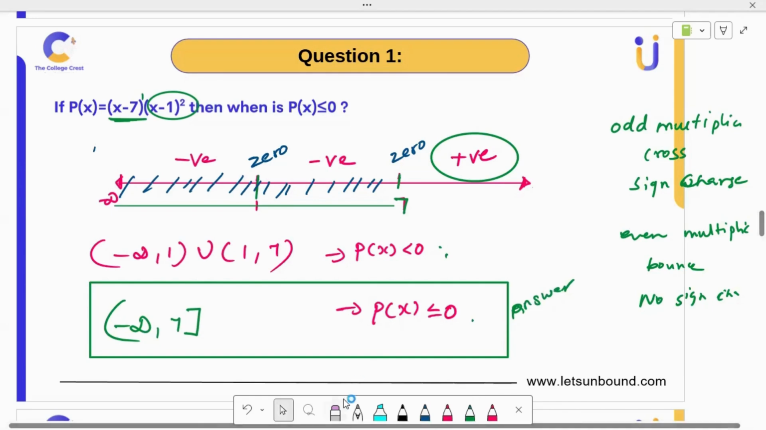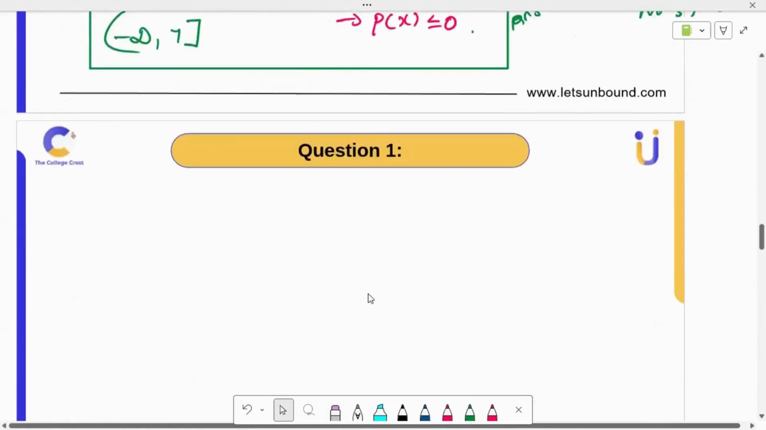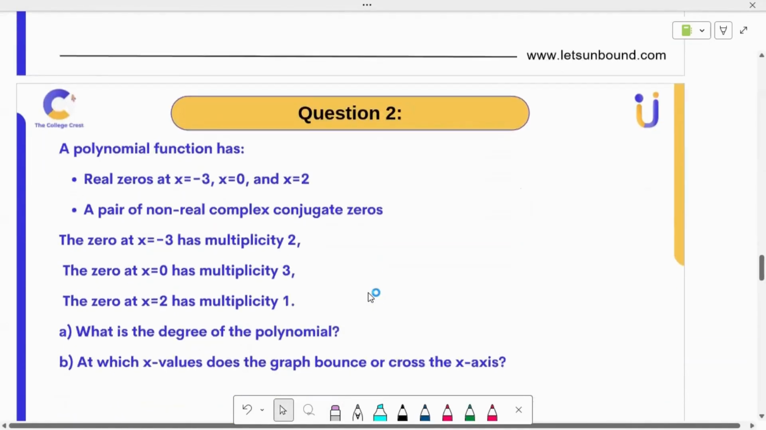Okay. So that's it, question 1. And now moving to question number 2. A polynomial function has real zeros at x is minus 3, 0, and 2, and a pair of non-real complex conjugate zeros. The zero x is minus 3 has multiplicity 2. The zero x equals 0 has multiplicity 3. The zero x equal to 2 has multiplicity 1. Okay, this much description is given. What is the degree of the polynomial? At which x values does the graph bounce or cross the x-axis?